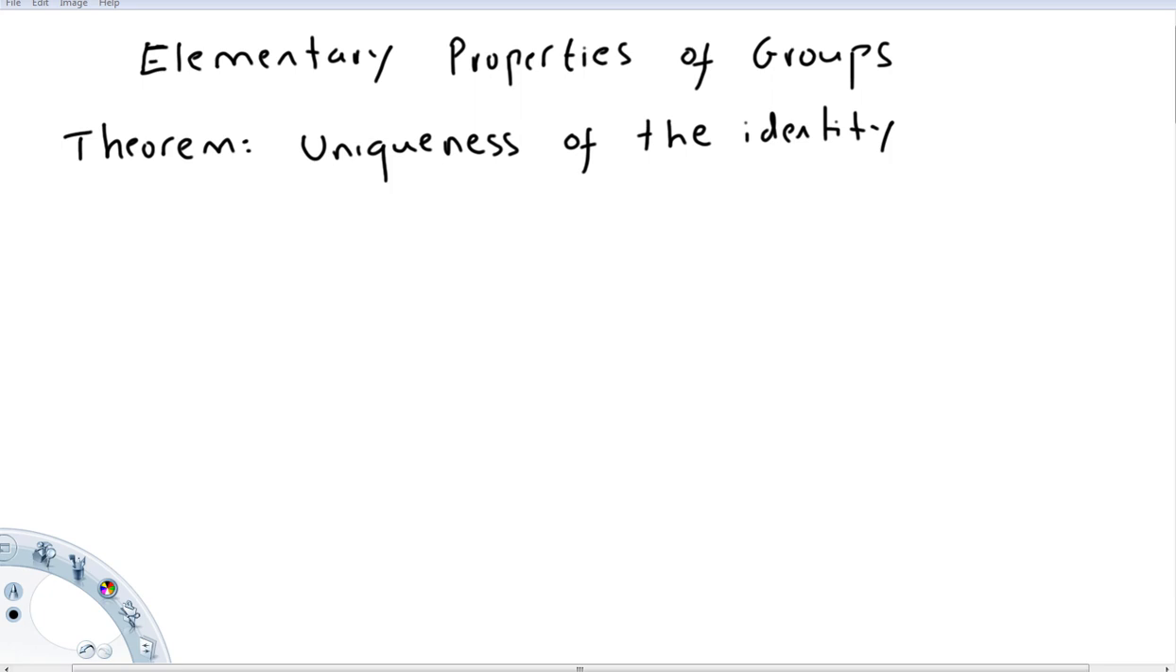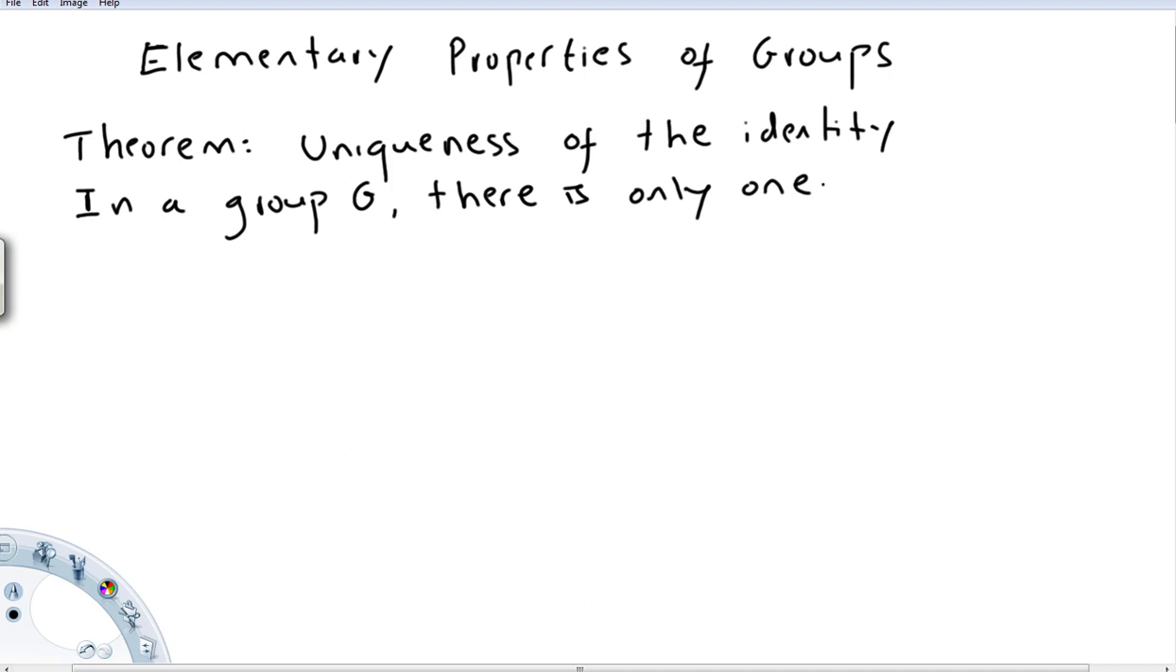First theorem, uniqueness of the identity, meaning in a group G, there is only one identity element.